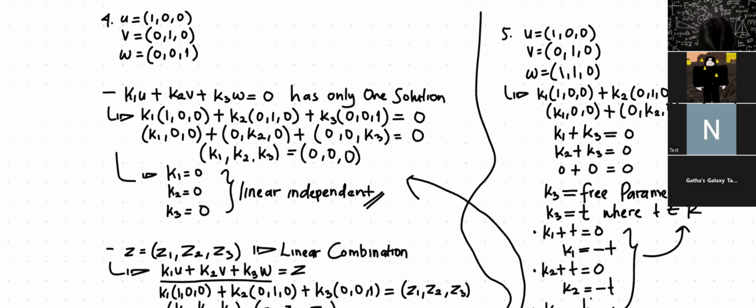As proven in number 4 sub 1, we know K1, K2, and K3 equal 0. This is the homogeneous system of linear equations K1U plus K2V plus K3W equals 0, and it only yields the trivial solution. Now for condition number 2, S must span the space V.